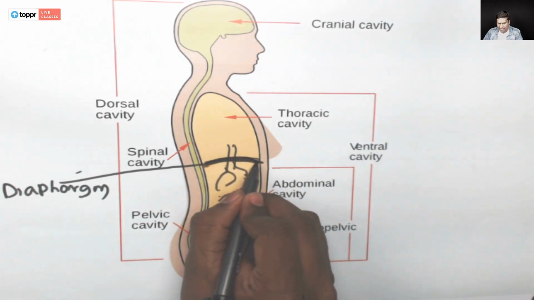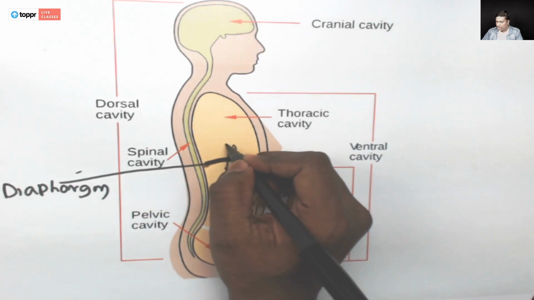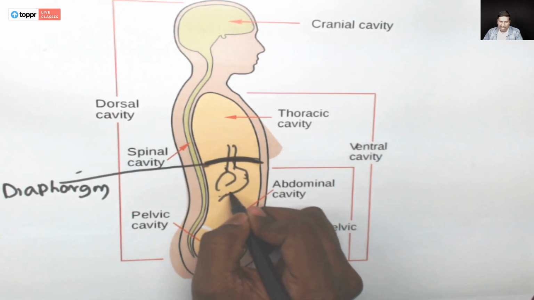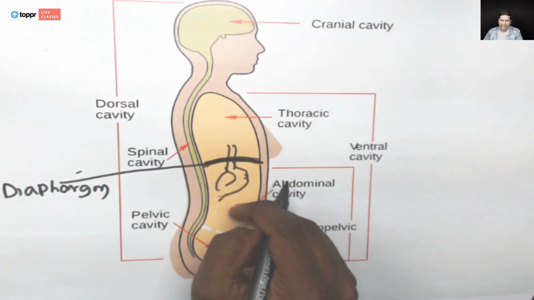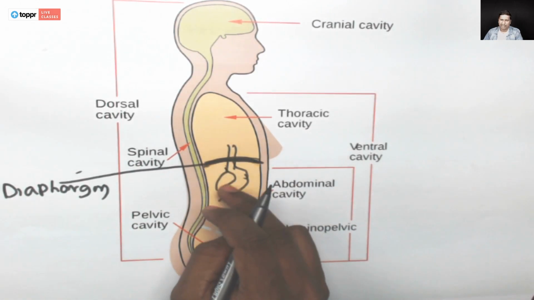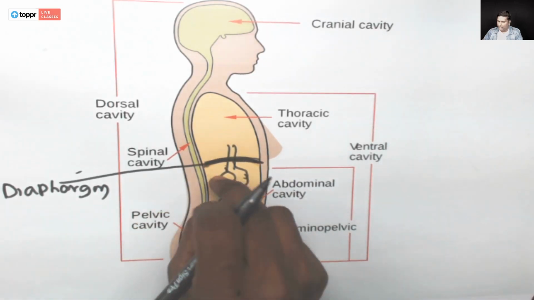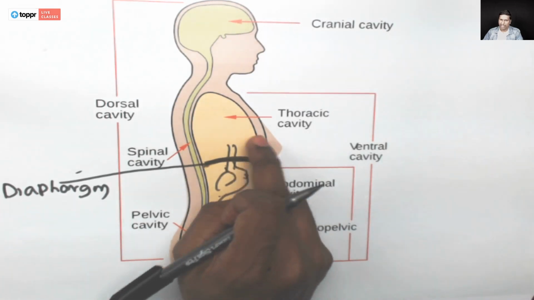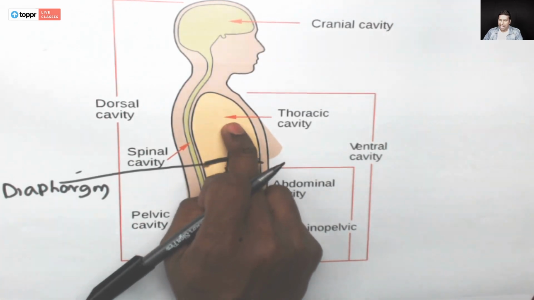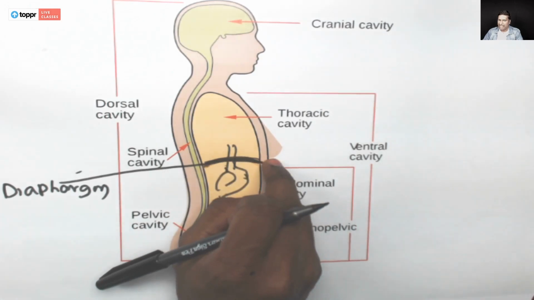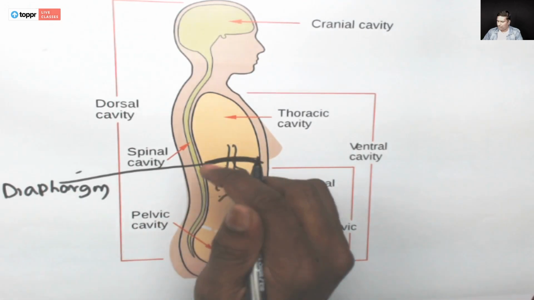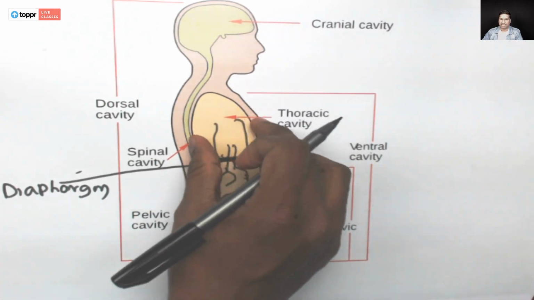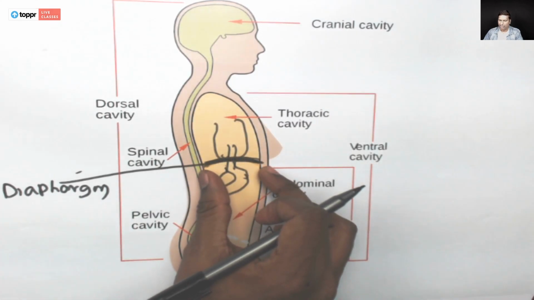Your diaphragm is actually sitting here. The esophagus will have to pierce through this and then form the stomach in the abdominal cavity, and all your intestine, everything will be there in the abdominal cavity. Your diaphragm is actually sitting right below your lungs. In other words, your lungs are resting on the diaphragm. So you have your lungs here, resting on your diaphragm.